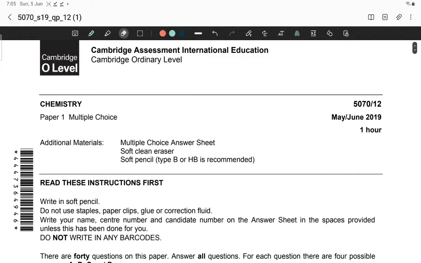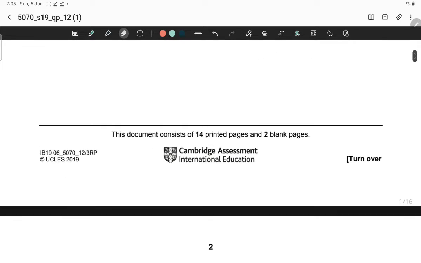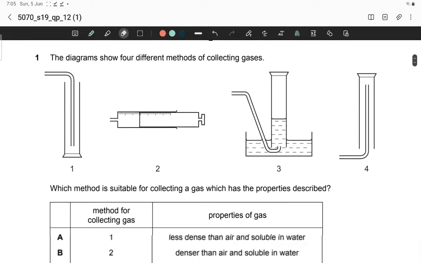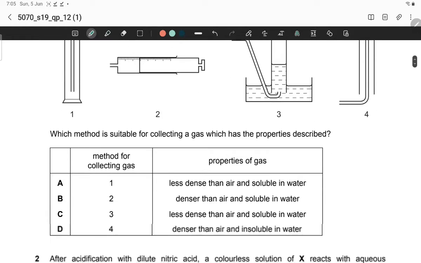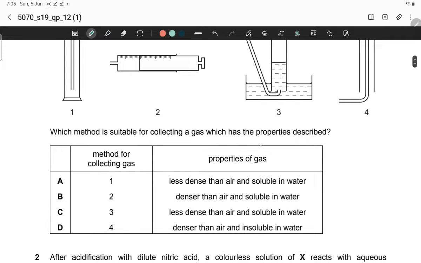This is O level chemistry paper 1 multiple choice 5070, variant 1 2, May June 2019. Let's start. The diagram shows four different methods of collecting gases. Which method is suitable for collecting gas which has the properties described?